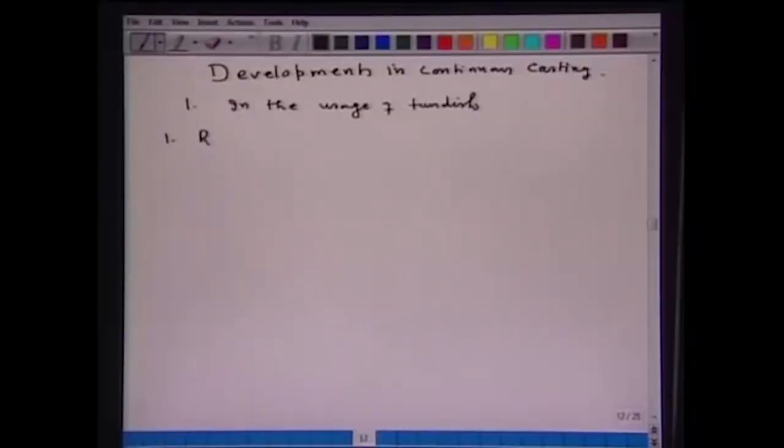That means it was considered to be a transferring vessel between ladle and tundish, but in the modern continuous casting machine, tundish is no longer just a transfer vessel; it can perform several functions. So, I am listing the functions which a tundish plays in a modern continuous caster. The first function is it acts as a reservoir.